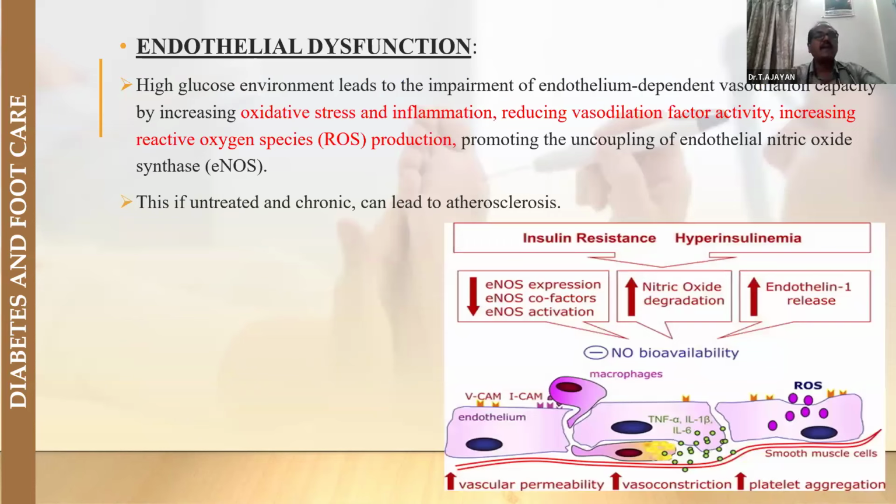The next complication is endothelial dysfunction. In diabetes mellitus, the glucose can lead to impairment of endothelium-dependent vasodilation capacity, increasing oxidative stress and inflammation, reducing vasodilatation factor activity, and increasing reactive oxygen species production. That is endothelial dysfunction. It can lead to vasoconstriction, and vasoconstriction can lead to a change of the blood flow.